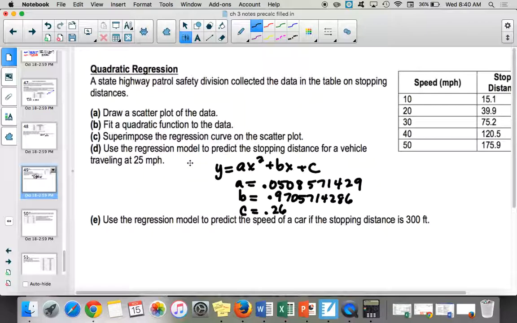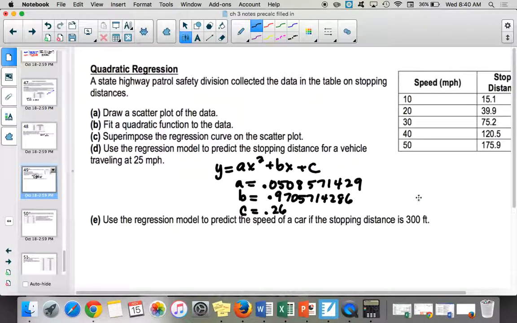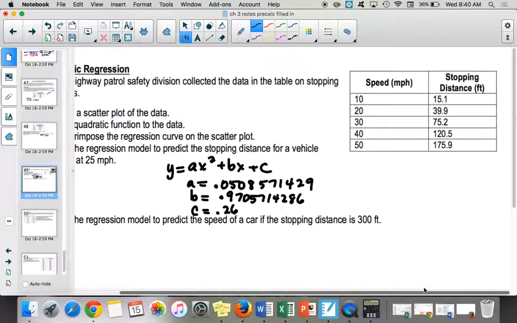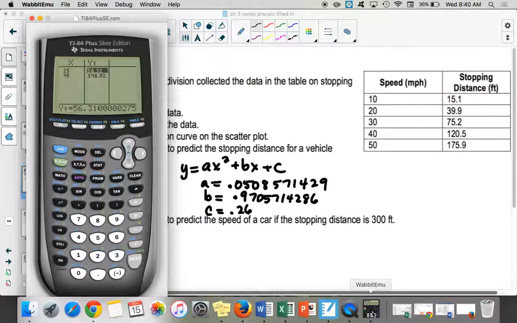D, use the regression model to predict the stopping distance for a vehicle traveling at 25 miles per hour. So what do we do on our calculator? Yeah, we can go to table, and we can just put in 25, right? And when we do, it says, oh, if I was going 25 miles per hour, it takes 56.310 feet to stop. Is it feet? Meters? Feet, okay. So that would be pretty far, meters. 56.310.